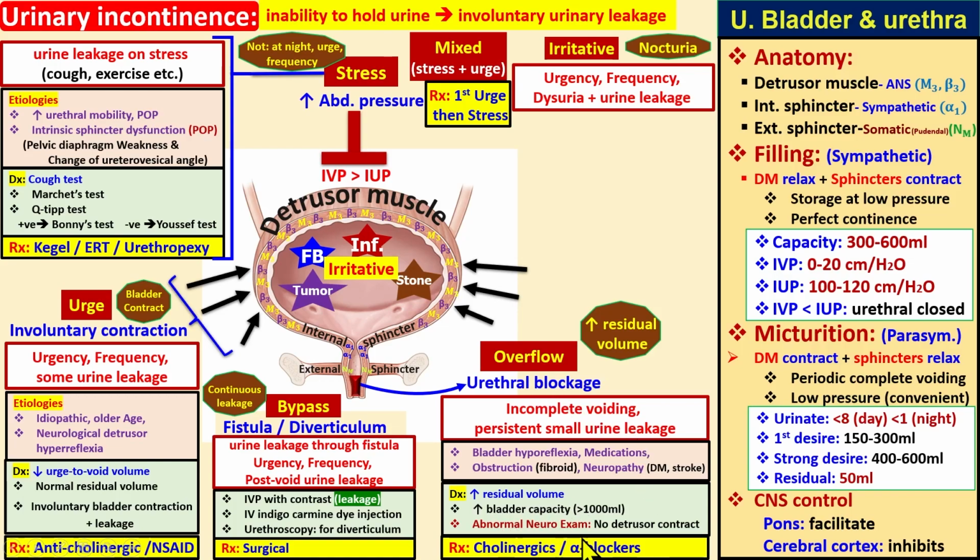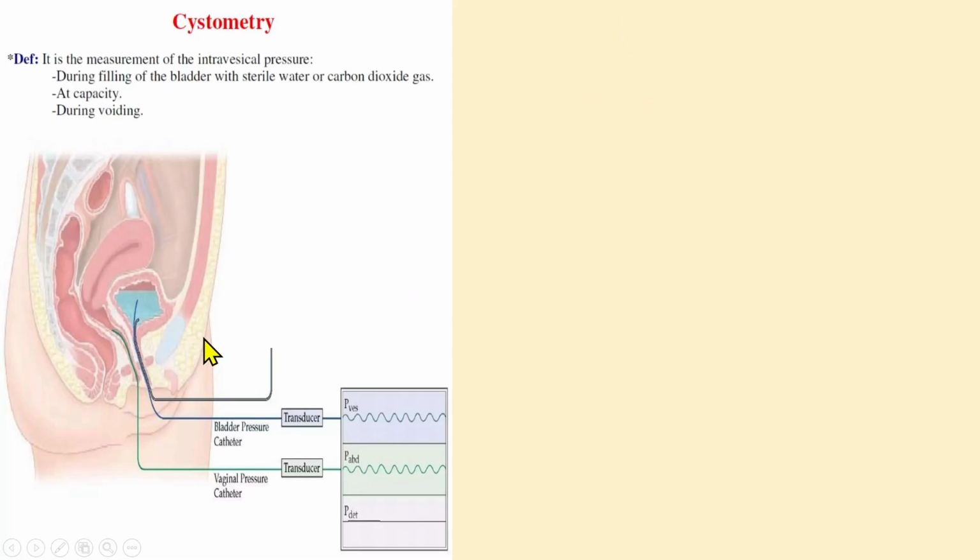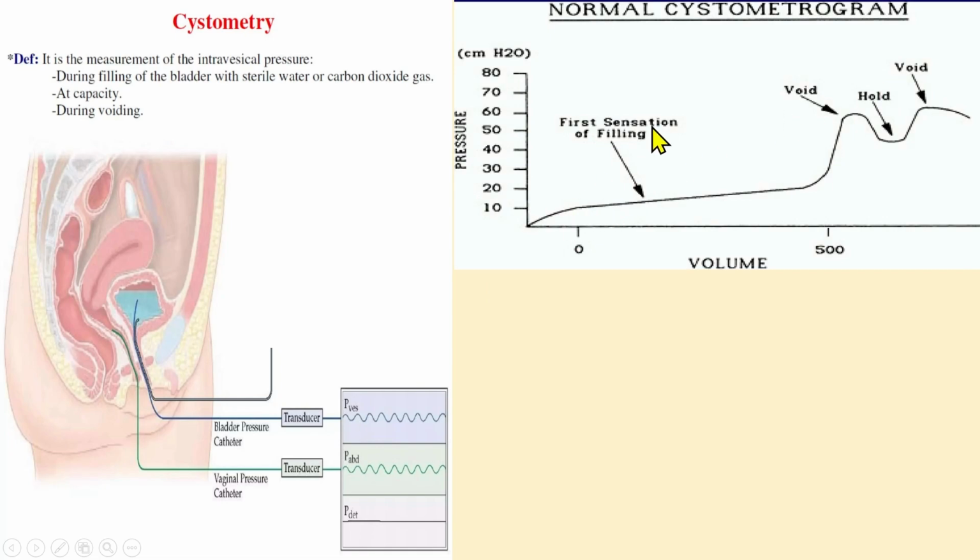Okay. How can we check the different volumes of the bladder? By cystometry, where you put a catheter and initially you check the residual volume. Okay. So this is the normal cystometrogram where you see the first sensation of filling, so volume is increasing, and when it reaches about 400 to 500, there is a strong desire, so you void, and then hold and then void. So this is periodical micturition.